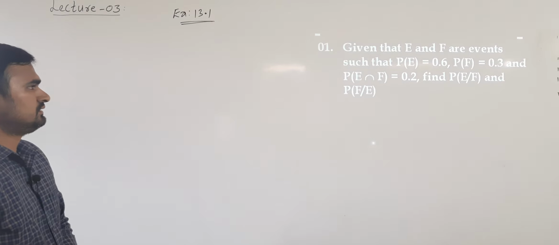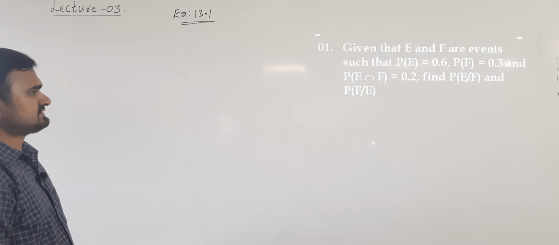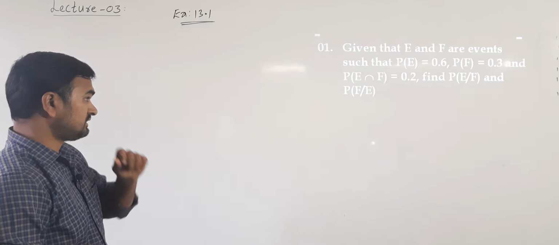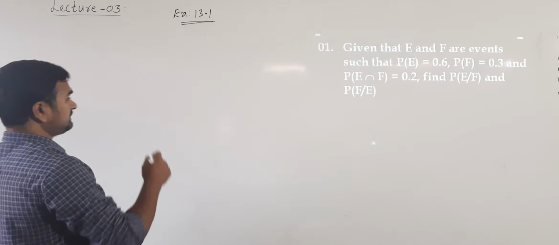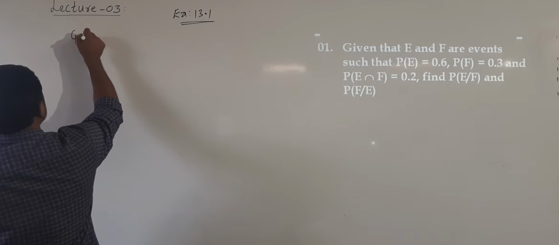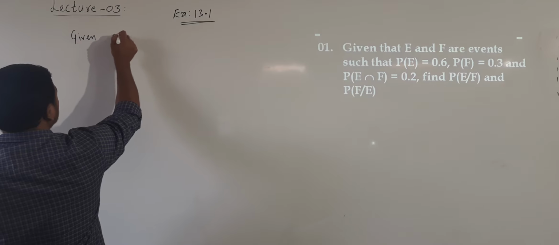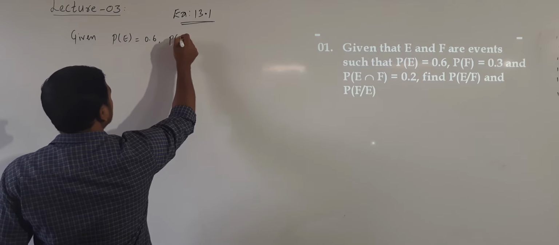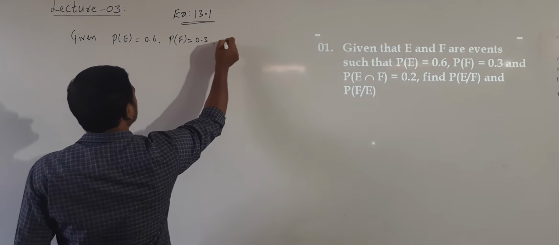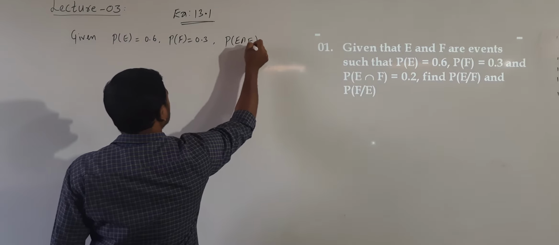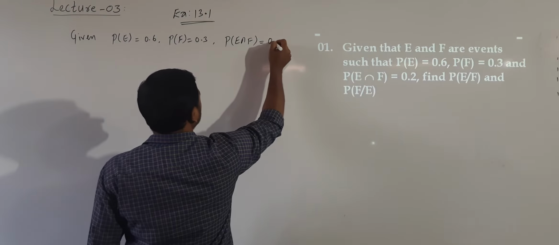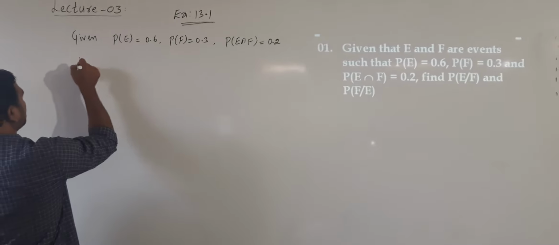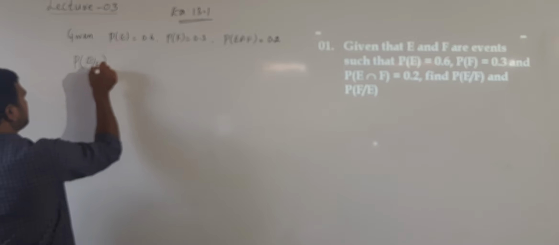Question number 1. Given that E and F are events such that P of E, P of F, and P of E intersection F are given, find P of E given F and P of F given E. So given that probability of event E is 0.6, probability of event F is 0.3, and probability of E intersection F is 0.2, right? Now we need to find probability of E given F.